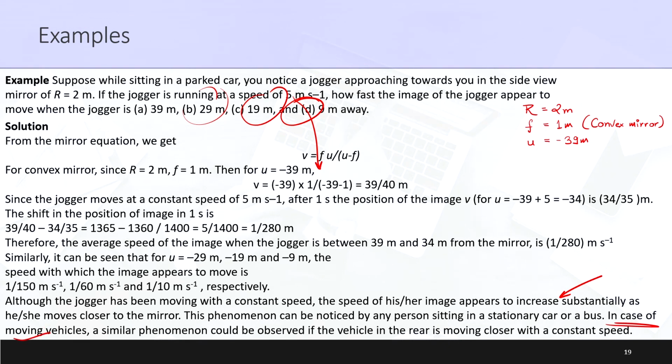That means the mirror is the moving vehicle. Let us suppose that the vehicle in which you are sitting is moving at, say, 10 meters per second, and the car at your back is moving at any speed greater than 10 meters per second. Then you can again observe this phenomenon. Okay. So, these are just two examples I wanted to give you about the mirror equation.